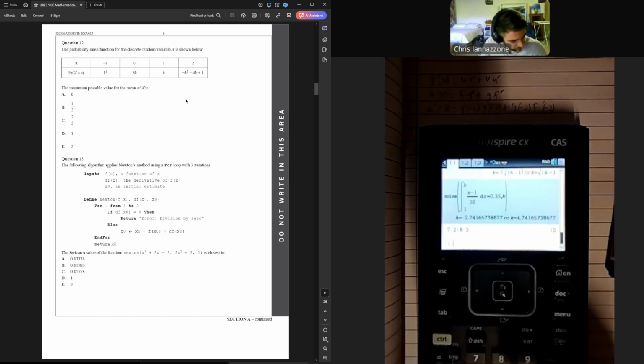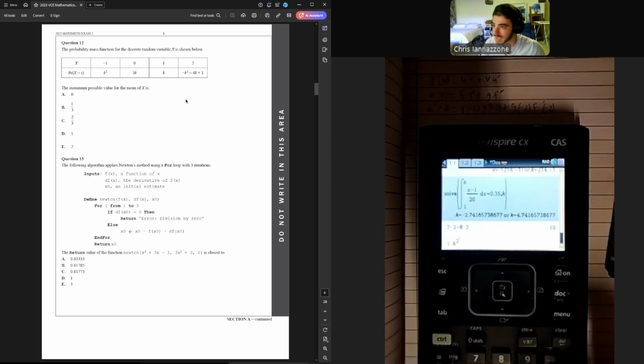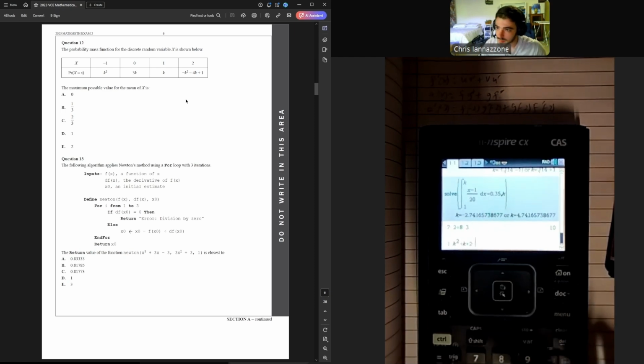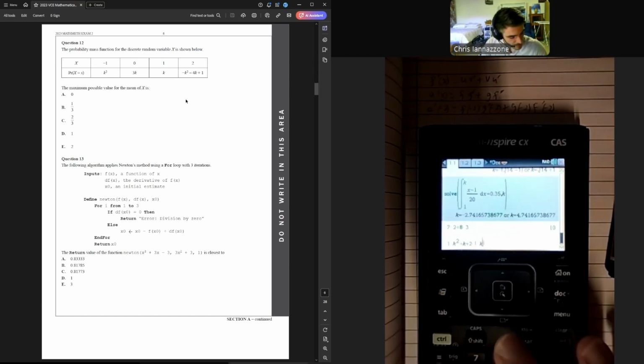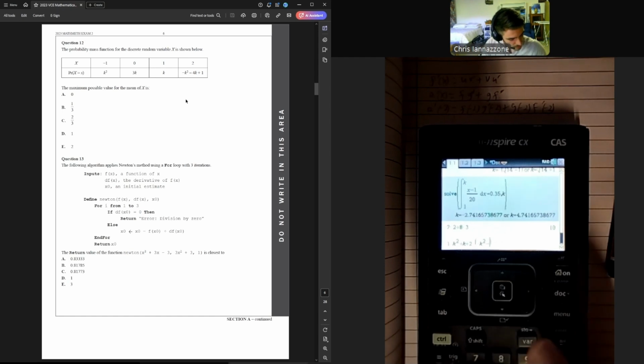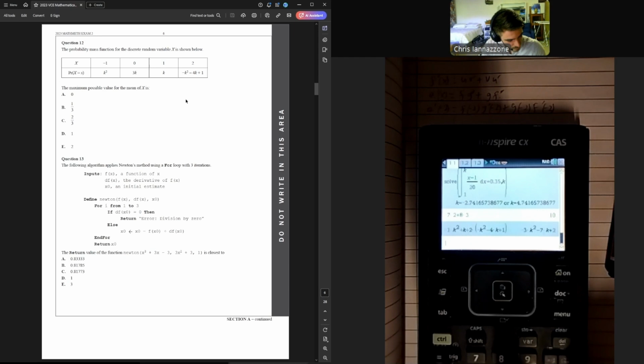Negative 1 times k squared is that first bit. Adding that to 0 times 3k, which of course is just 0. Adding that to 1 times k, so just k. And then adding that to 2 times a full quadratic, because of course, minus k squared minus 4k plus 1. Cool. That's going to give us a full quadratic there for our mean.